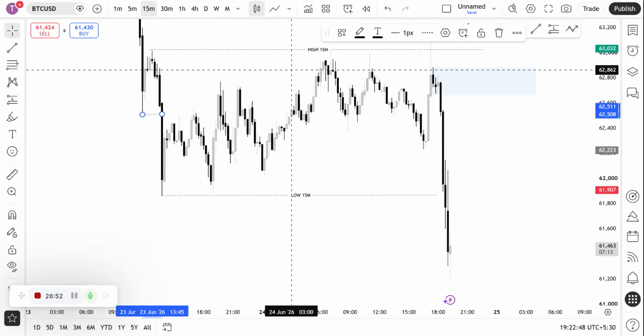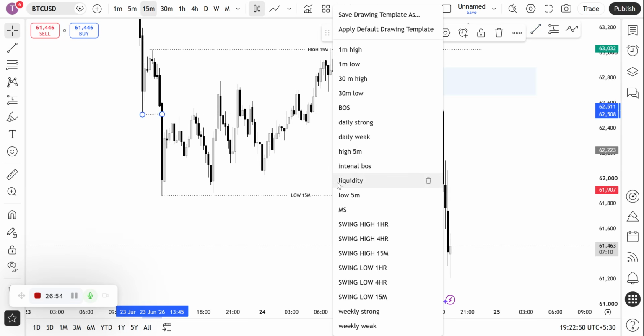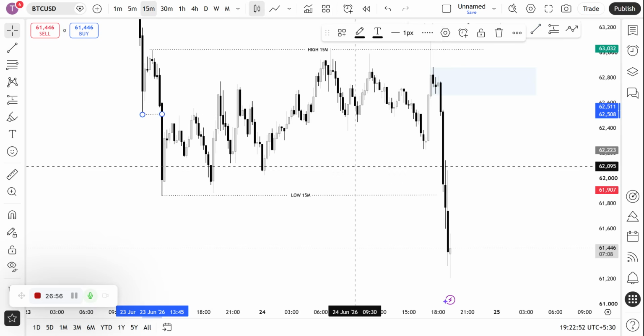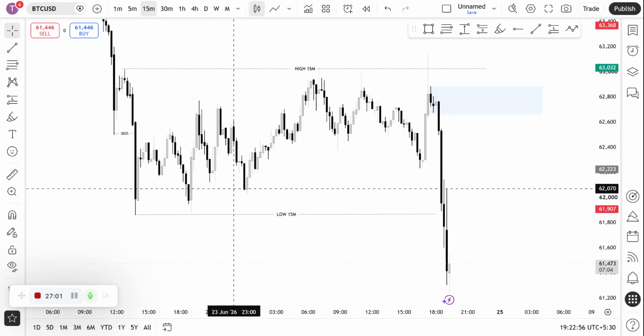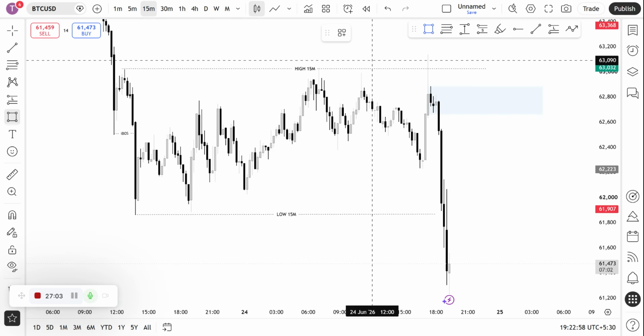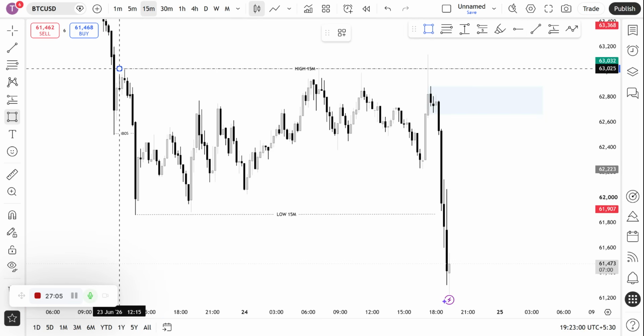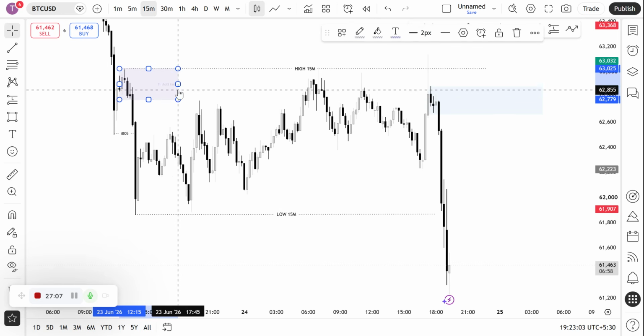Try by all means to take your time to mark your charts so that you won't be confused by anything. And then after that, I have to mark my order block that causes the market to break the structure. So this is my order block.